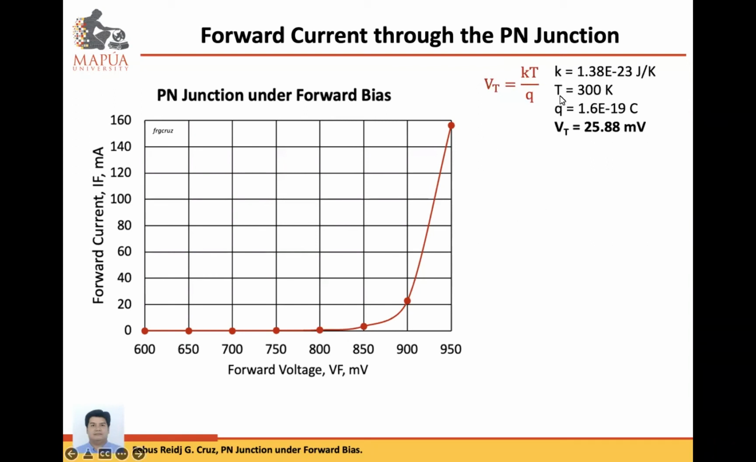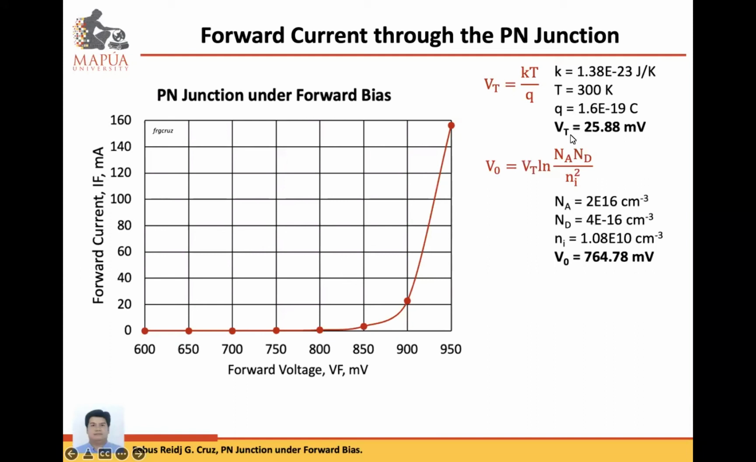In this simulation, I set the temperature to room temperature, equal to 300 Kelvin. So the thermal voltage is equal to 25.88 millivolts. From there, we can calculate the built-in potential using this equation. The built-in potential is 764.78 millivolts, given the acceptor and donor concentrations. So we'll be able to compute the built-in potential. In this case, the built-in potential is around here.